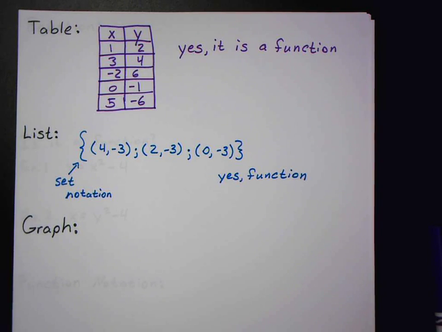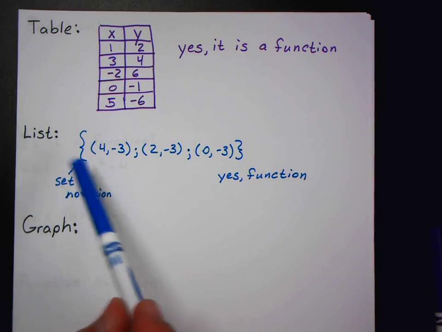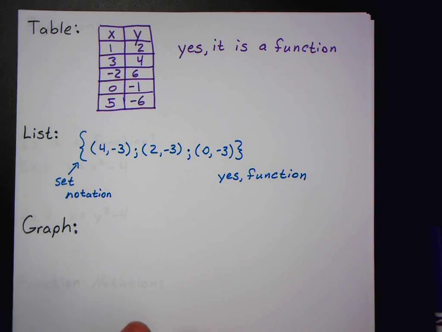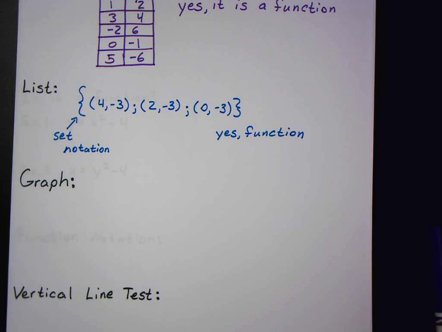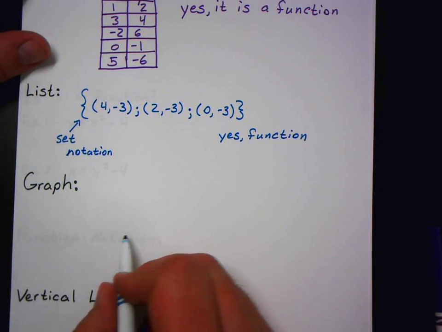Now, the problem with all of them that I've just done is it's a finite representation. A lot of times with functions, we have infinitely many ordered pairs represented. There's no way I can put infinite ordered pairs into a table or into a list. So then we have other representations, one of them being a graph. In a graph, I can put an infinite number of ordered pairs.